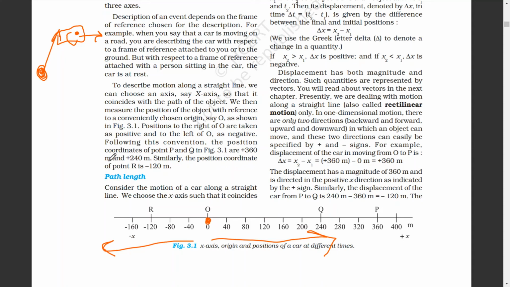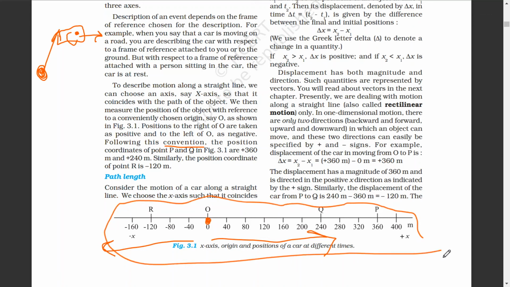The position coordinates of P and Q are plus 360 and plus 240. Similarly, the position coordinate of R is minus 120 meters. This is a convention that we use. This convention is not compulsory for you to use. You can use any convention, but in the general case we use this one only, right?